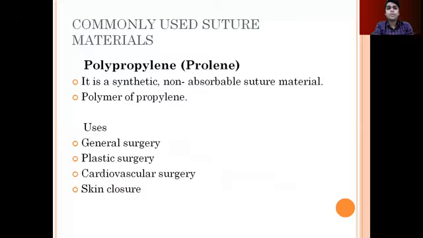Commonly used suture materials. We have the polypropylene, Prolene. Well, this is a synthetic non-absorbable suture material. It is a polymer of propylene. Its uses include general surgery, plastic surgery, cardiovascular surgery, and skin closure.